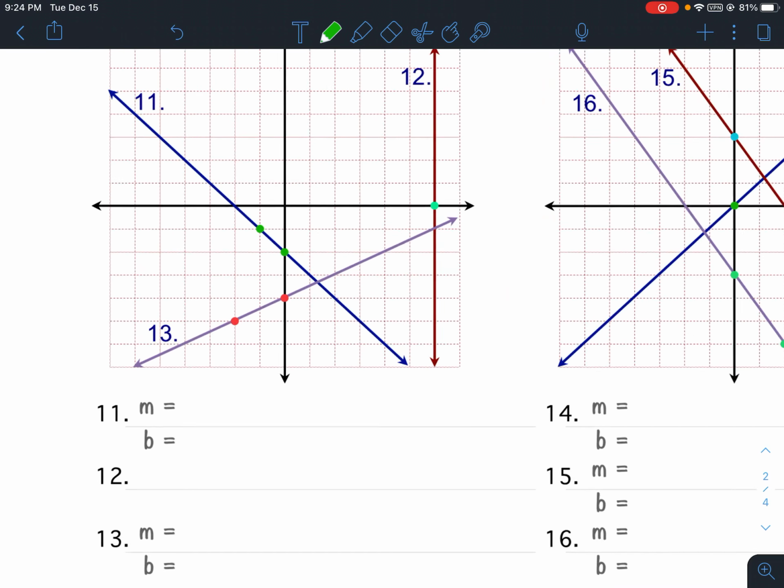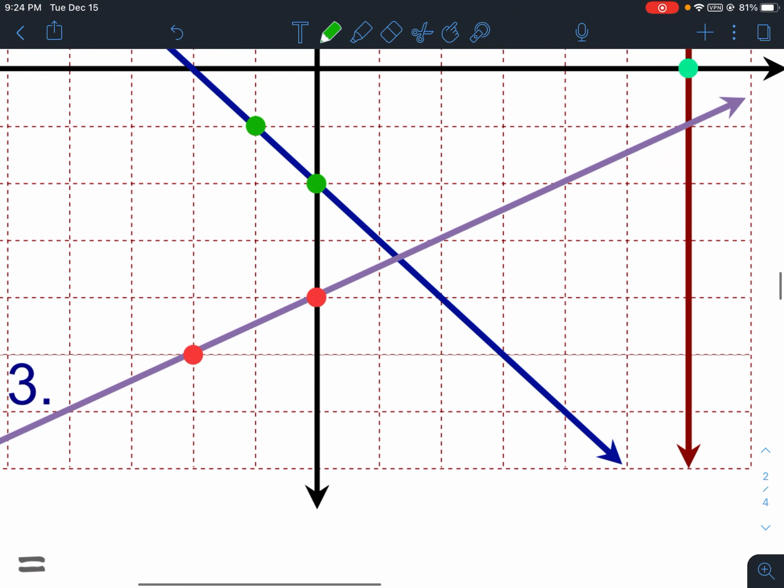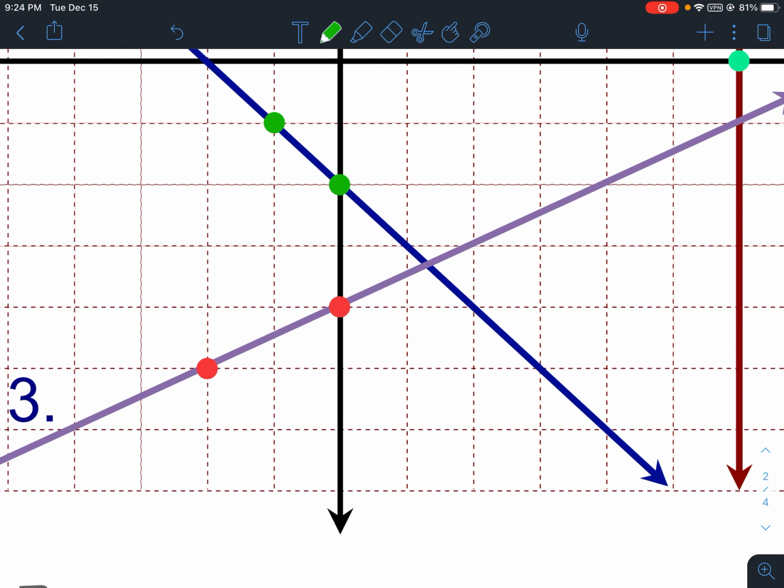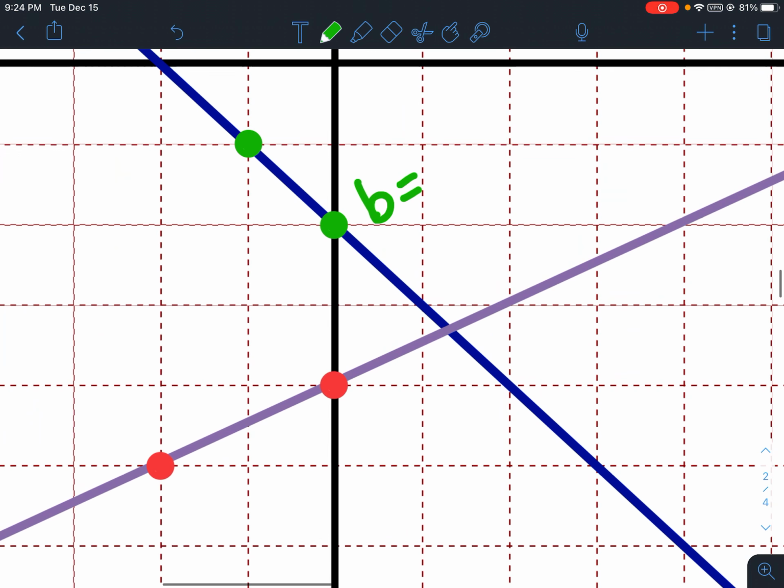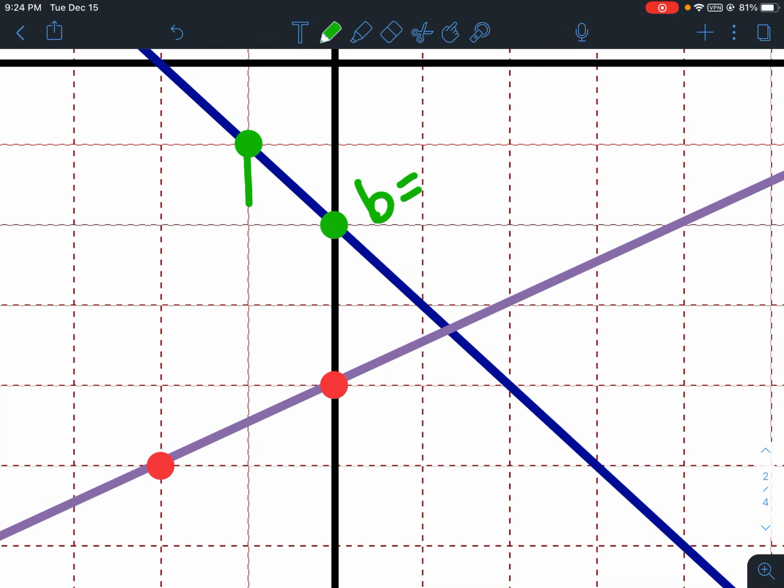The only thing I'm going to help you with is drawing your lines for your rise and your run. Okay? I will tell you to put b equals here, and then you have to find the number. And then for your slope, you're going to go down 1 and over 1. So I am going to help you a little bit with this slope. So this is down 1 and over 1.